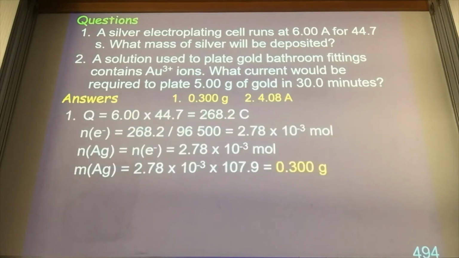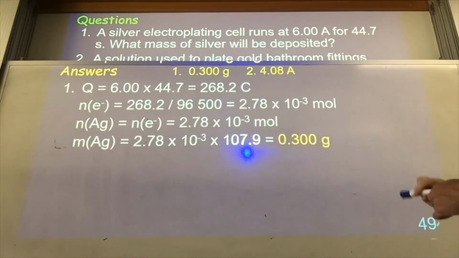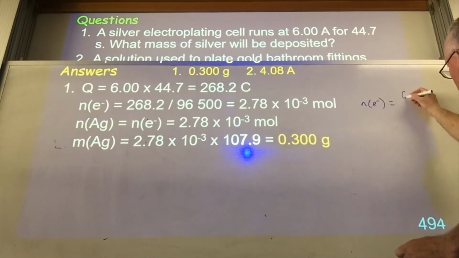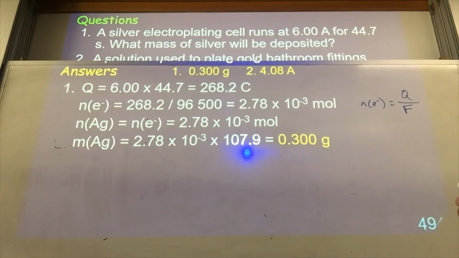So first of all, we will work out Q equals I times T, time in seconds, so we get the number of coulombs. Then we use Faraday's constant. So we're using the formula number of moles of electrons equals Q on F. So Q is 268.2, F is 96,500, and that gives us the number of moles of electrons.